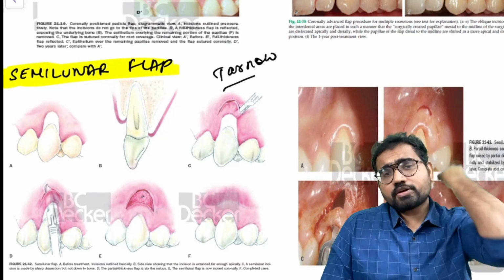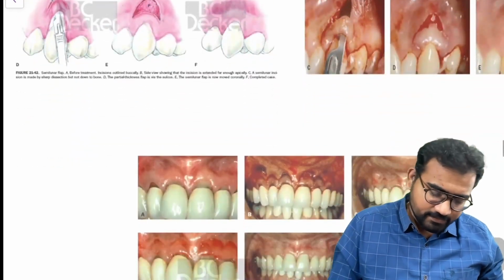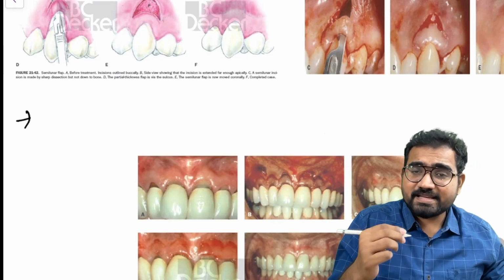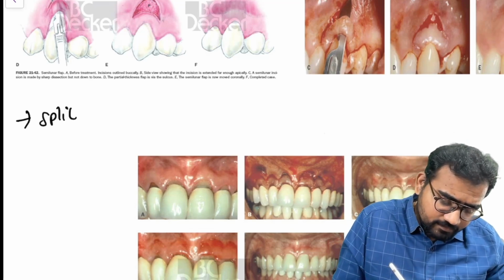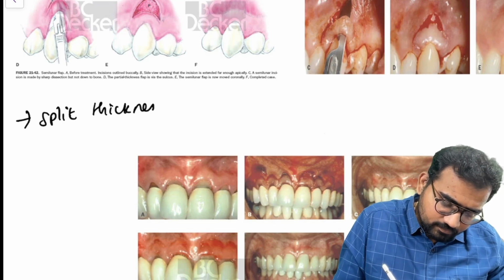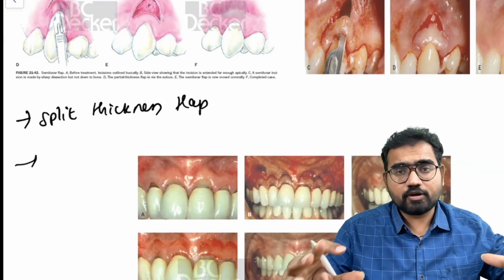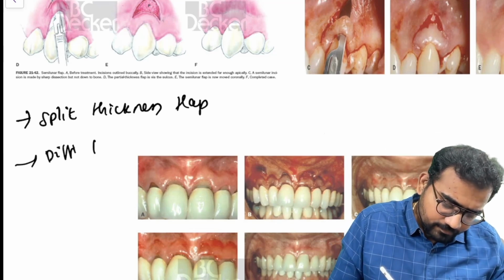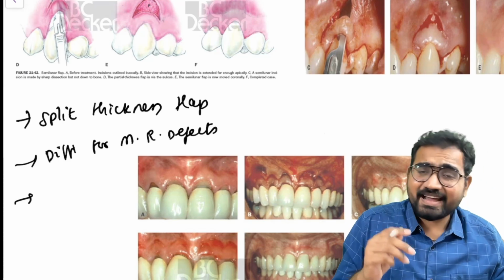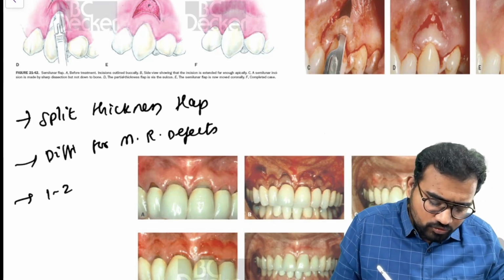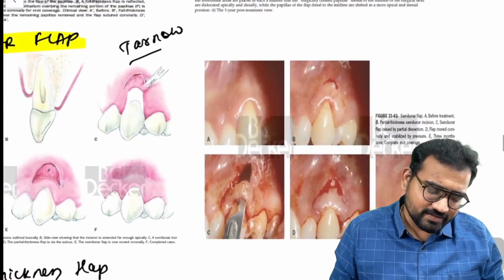Okay, semilunar coronally advanced flap is a very simple procedure. It basically believes in gravity. It uses a split thickness flap, and it is very difficult to use it for multiple recession defects. And it can treat recessions of only 1 to 2 mm. Okay, technique very simple.